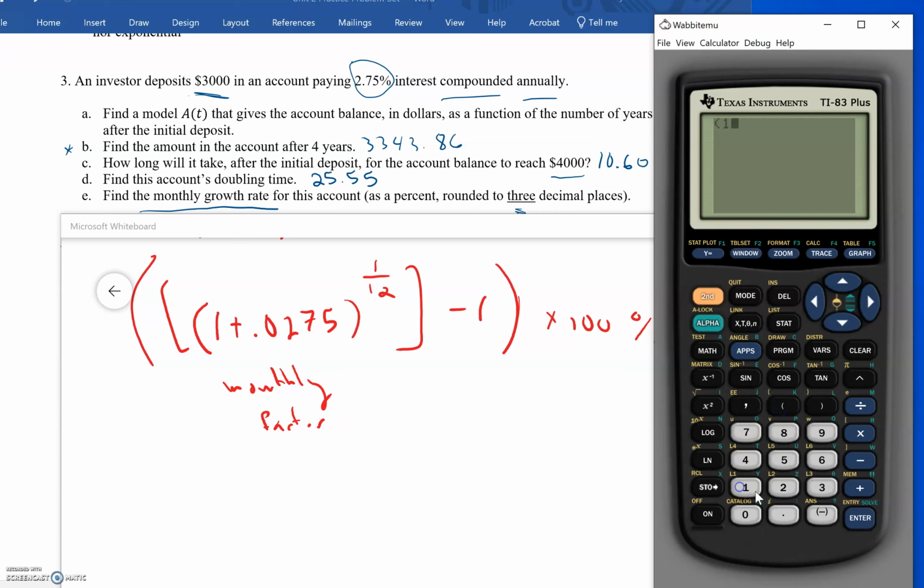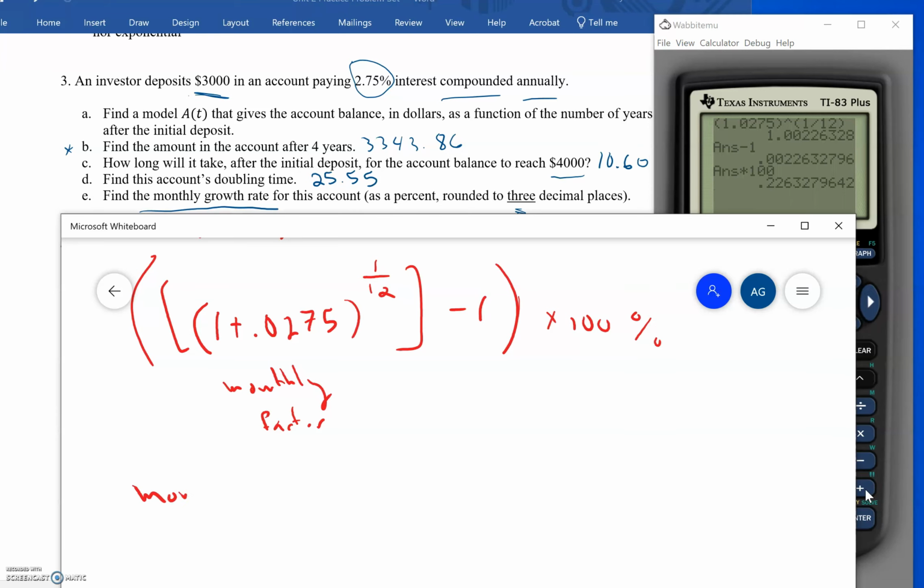So we need to be careful with our parentheses, but this is 1.0275 raised to the, and notice I put parentheses around my fraction. That's because I want to make sure that it's understood correctly by the calculator. All right, there's my monthly factor. I'm going to take 1 away from that and then multiply it by 100. And that is my monthly growth rate. So my monthly growth rate is 0.226%.